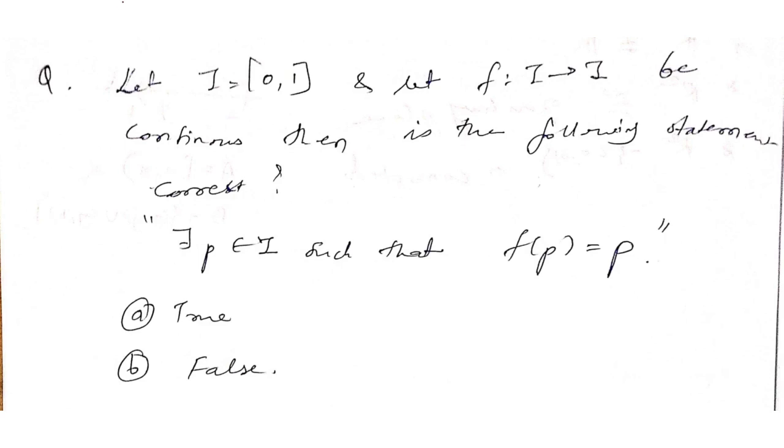So the next question is: let I be the closed interval 0 to 1, and let a function f from I to I be continuous. Then consider whether the following statement is correct. You need to check whether the following statement is correct and justified. The statement says that there exists p belonging to I such that f of p is equal to p. So is it true or false? Whatever you are getting, try to justify it with respect to topology. Okay. Try it.